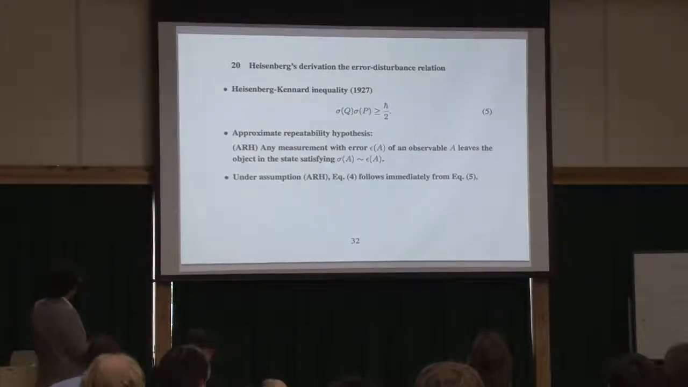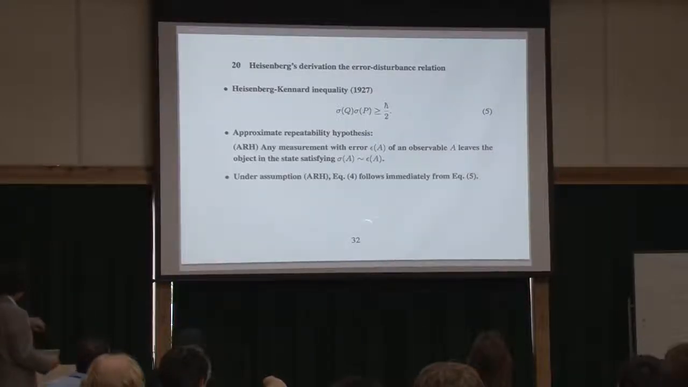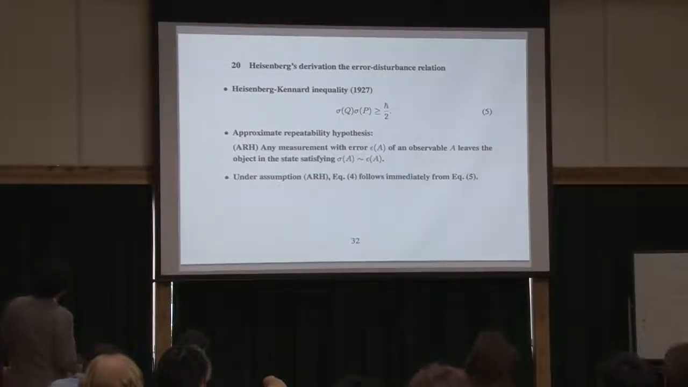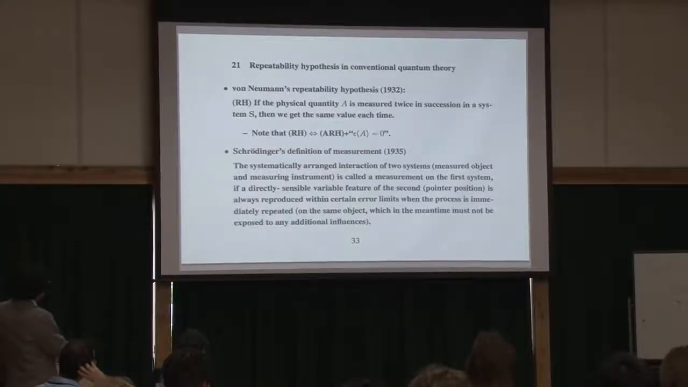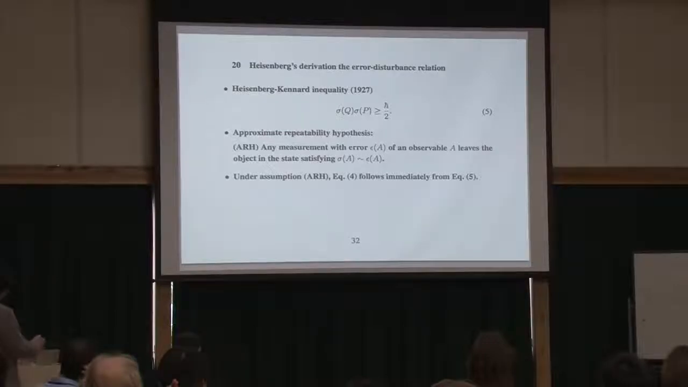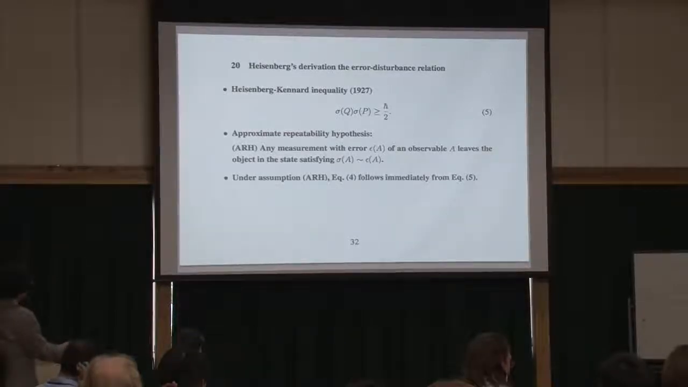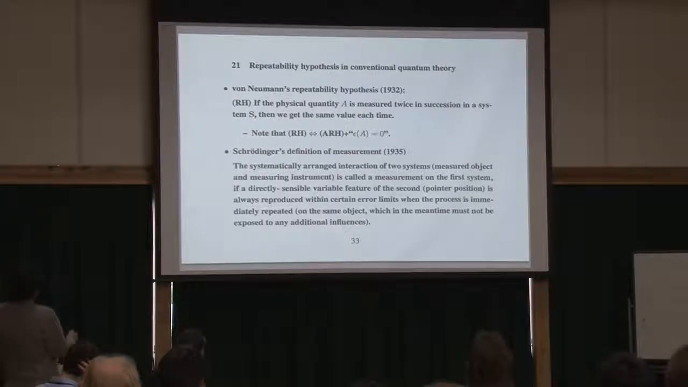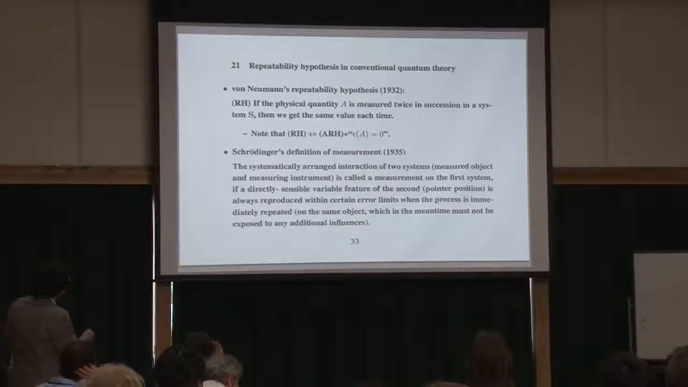In the approximate sense, the contemporaries of this time assume this relation between the standard deviation after the measurement and the error. From this, it is easy to obtain the uncertainty relation in this form from the standard deviation relation. So, under the assumption of the approximate repeatability hypothesis, equation 4 follows immediately from this Heisenberg relation. The repeatability hypothesis in conventional quantum theory is quite strictly formulated by von Neumann. Also, Schrödinger's definition of measurement includes the repeatability hypothesis.